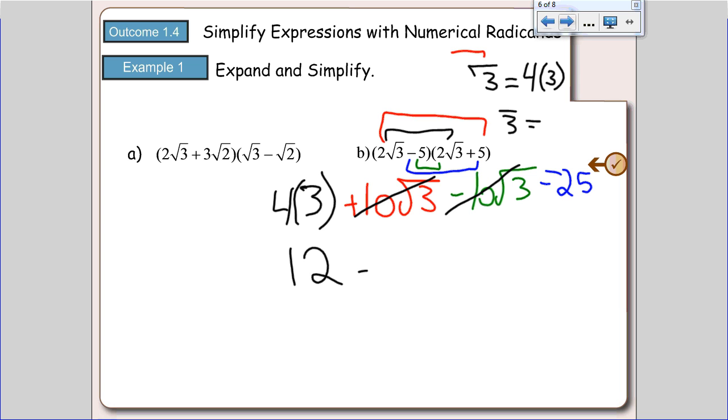If you go 12 minus 25, negative 13. Okay.